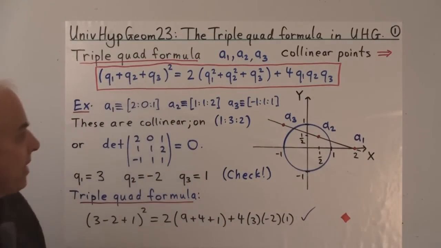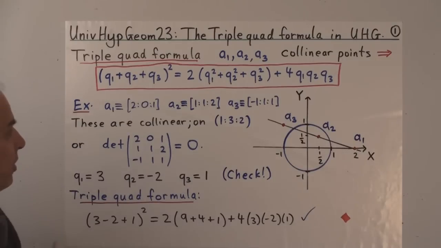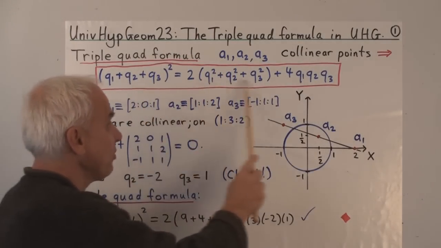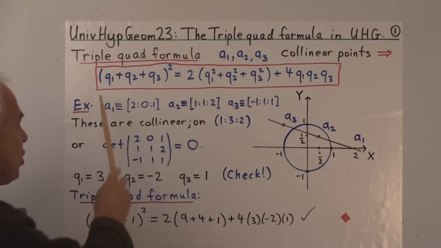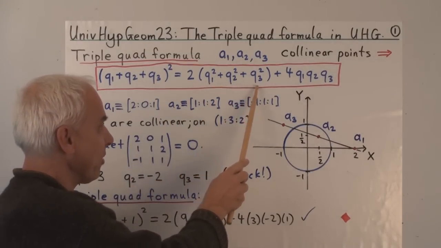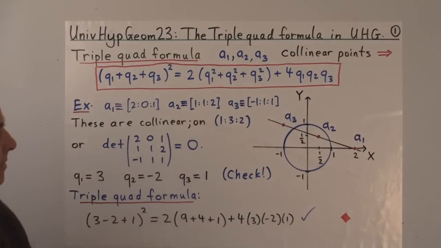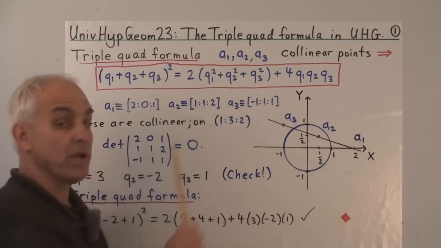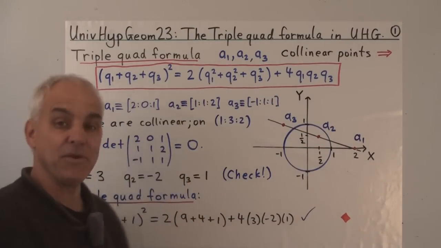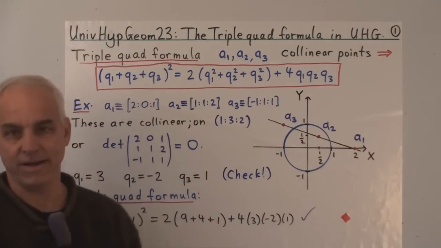Here's what it says: if you have three collinear points in hyperbolic geometry, with quadrances Q1, Q2, and Q3 between them, then those three quadrances satisfy this relation. (Q1 + Q2 + Q3) squared equals 2 times (Q1 squared + Q2 squared + Q3 squared) plus 4 Q1 Q2 Q3. It's a relation of degree 3 because there's a cubic term right there. However, it's quadratic in any one of the variables. This is a very important formula in mathematics.